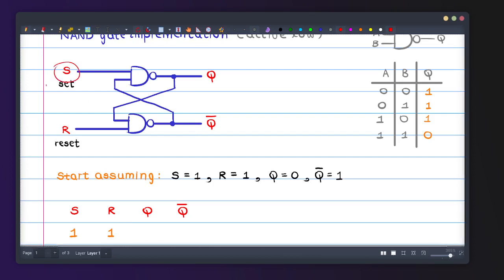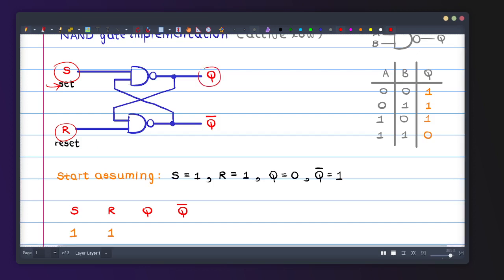S stands for set, which is an input that is used to set the output of the latch or set the output of the flip-flop. We'll see what setting means, but it's to set the output of the latch to some value. Reset means to reset the output of the latch to some value. So if you repeat that, set means to set the output to some value. Reset means to reset the output to another value.